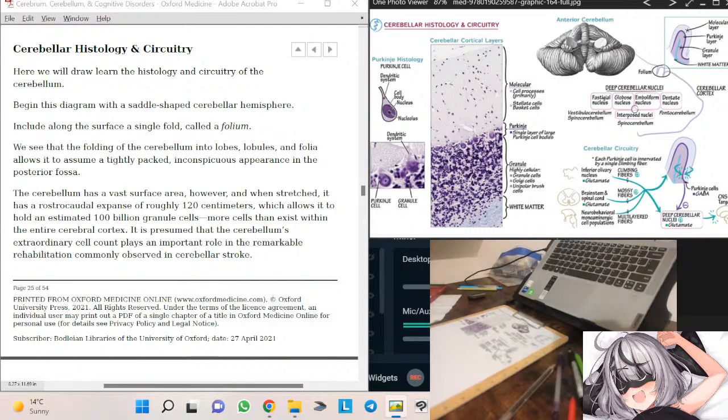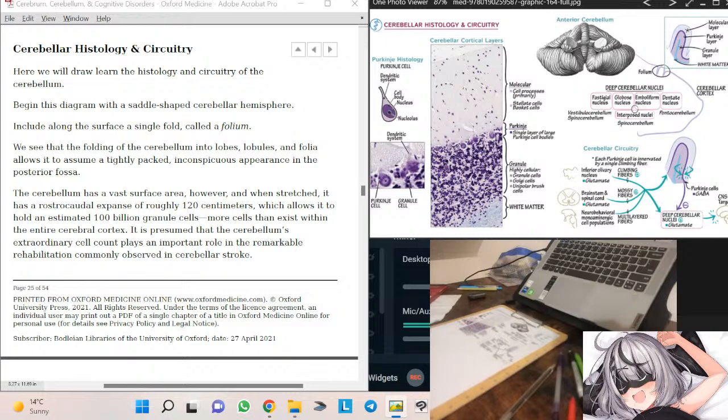Include along the surface a single fold called a folium. We see that the folding of the cerebellum into lobes, lobules, and folia allows it to assume a tightly packed, inconspicuous appearance in the posterior fossa.